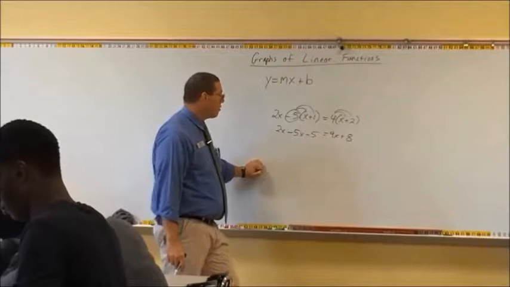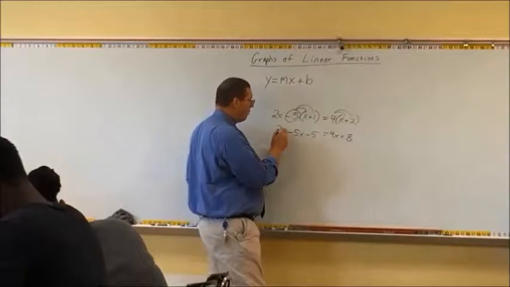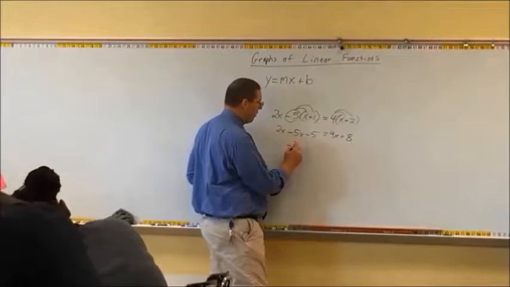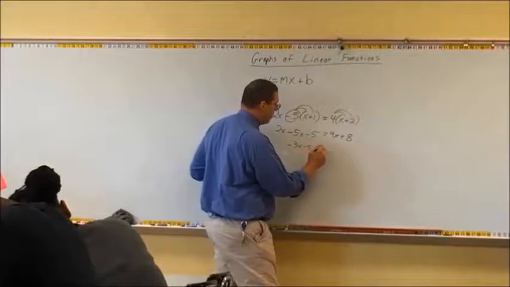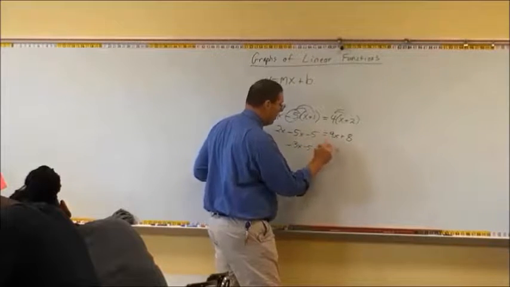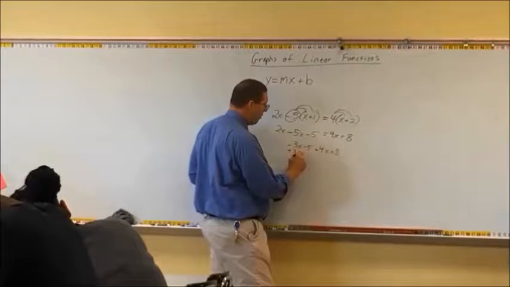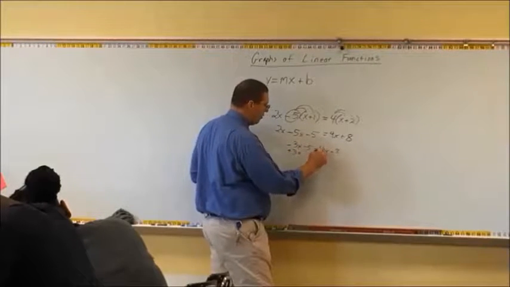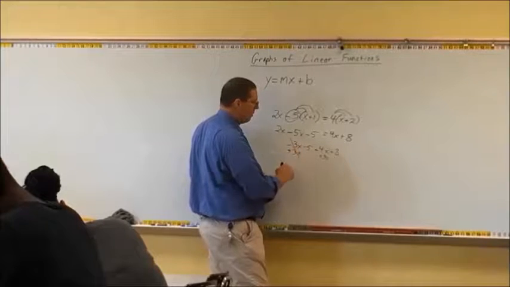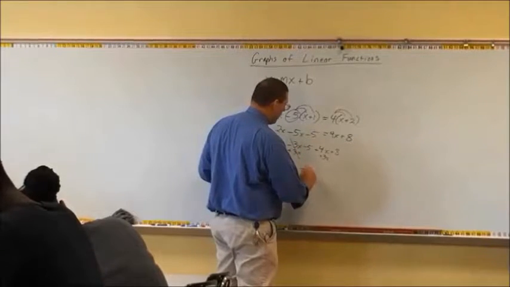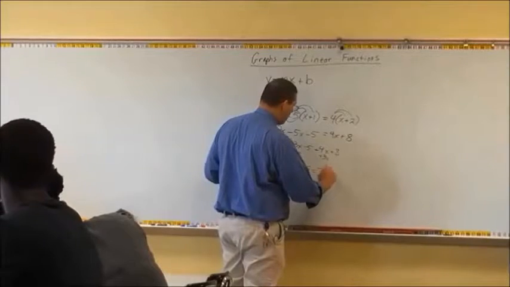Thank you. All right, so now I'll have 2x, and negative 5 distributes here and here, and I get negative 5x minus 5. Now we can combine the 2x and the negative 5x into negative 3x minus 5 equals 4x plus 8. Now watch what I'm going to do: I'm going to add 3x to both sides, which eliminates the negative 3x, and it gives me negative 5 equals 7x plus 8.